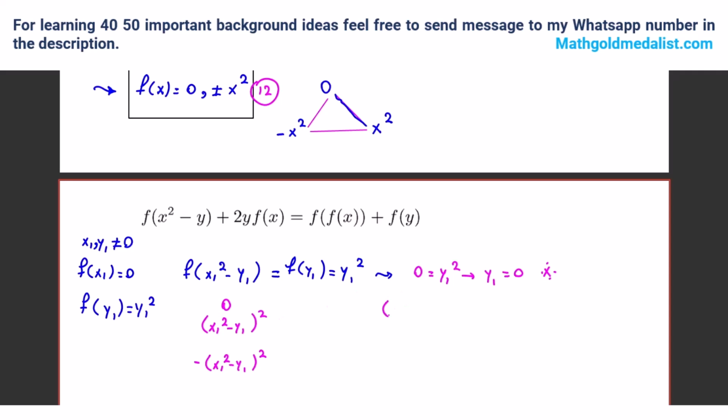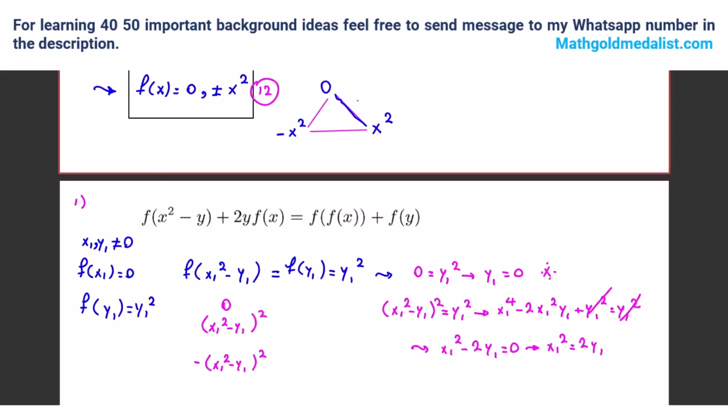If we check the next one, x1 squared minus y1 squared is equal to y1 squared, then we can raise the left hand side to the power of 2: x1 to the 4 minus 2x1 squared y1 plus y1 squared is equal to y1 squared. We can cancel y1 squared from both sides. We can divide both sides by x1 squared. So x1 squared minus 2y1 is 0. Okay, we can conclude x1 squared is equal to 2y1. Okay, it is case 1 that we are considering.